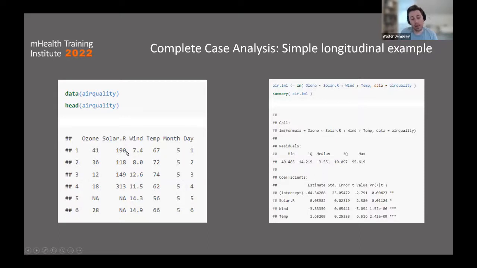And if we're thinking of a mobile health study, we might have daily level data on different things. We might have physical activity, we might have heart rate variability, we might have the overall average temperature in the location that the person was in.